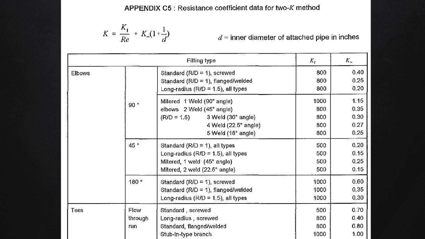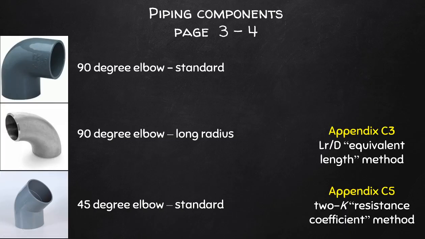When calculating frictional losses in pipes, we will see how these equations, LR over D and K, actually fit into the calculations in a more specific way. So you'll more or less understand this in a better sense. We continue our discussion now on page 3 and into page 4.